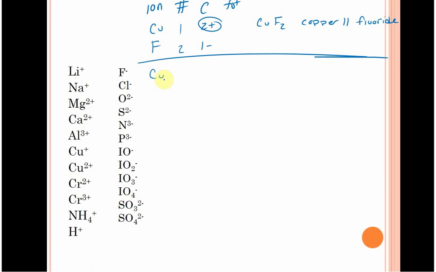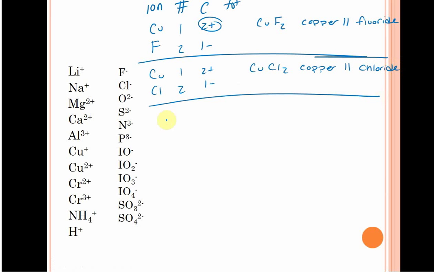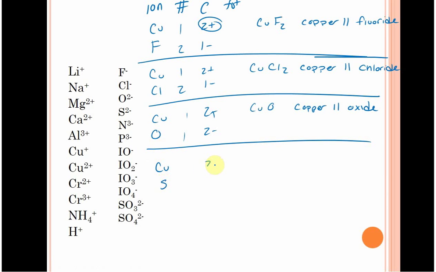Copper 2 with chlorine. 2 plus, 1 minus. Need 1 and 2. CuCl2 is copper 2. Chlorine becomes chloride. Cu with O, 2 plus, 2 minus because it's in group 6. Already canceled, so we just need one of each. So CuO is copper 2 oxide. Copper 2 with sulfur, 2 plus, 2 minus, they already cancel. CuS is copper 2 sulfide.